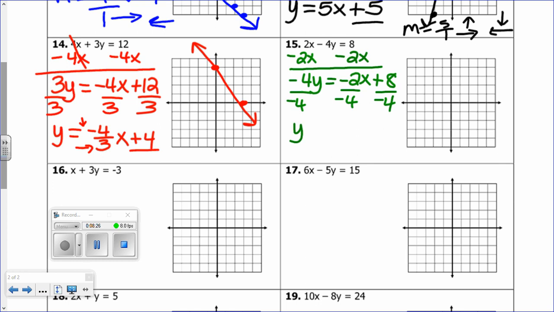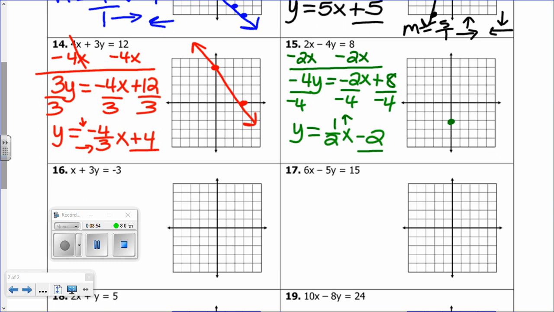So then I have y is equal to, now be careful, a negative divided by a negative should give you a positive. And this simplifies to 1/2 x. And then 8 divided by negative 4 is a negative 2. So you have minus 2. So now our y-intercept is negative 2. So we plot on the y-axis at negative 2. And then our slope is 1/2.